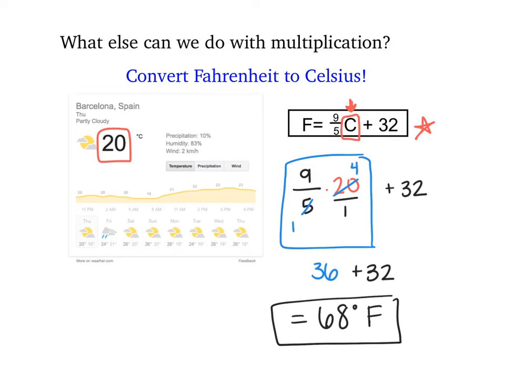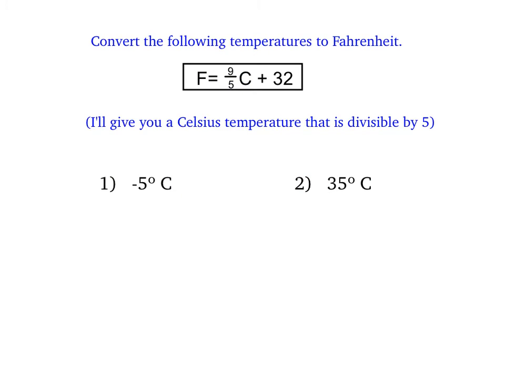The idea is the same though, of coming back to this formula, plugging in the temperature in Celsius for C in the formula, multiplying that, and then adding 32. So while we're first practicing, I'm going to give you temperatures that are divisible by 5 just to help make this multiplication a little bit easier. Or you can challenge yourself and not use a calculator if it's something divisible by 5.